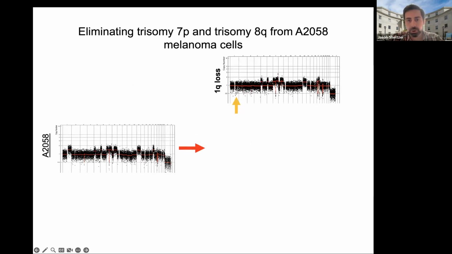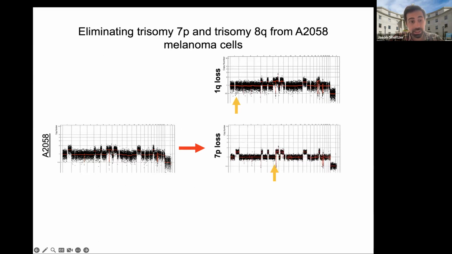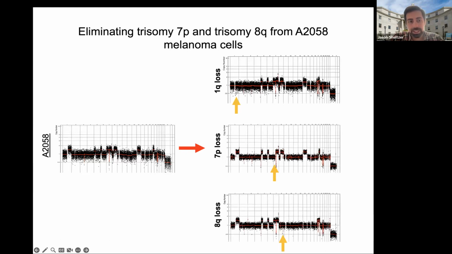So here we targeted the chromosome 1q trisomy. You can see this cell line is trisomic for 1q. We eliminated the trisomy. The cell line has a trisomy of chromosome 7p. We eliminated the trisomy of chromosome 7p. The cell line also has a trisomy of chromosome 8q in this instance, and we eliminated the trisomy of chromosome 8q. And so we have developed this set of CRISPR-based chromosome engineering tools that allow us to target and eliminate an aneuploid chromosome from cell lines growing in Petri dishes.